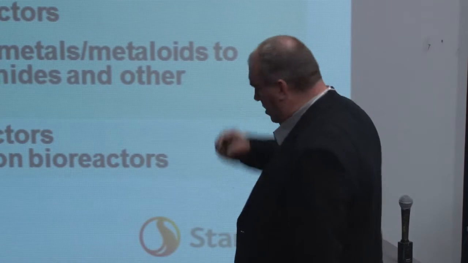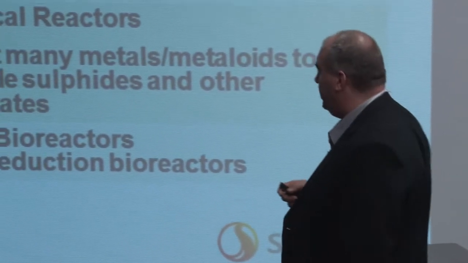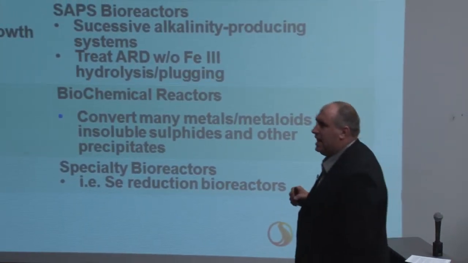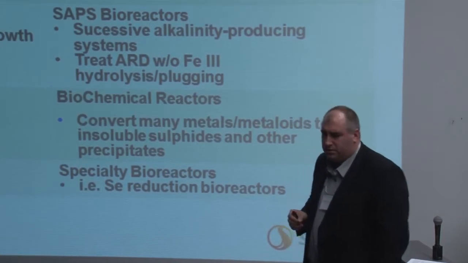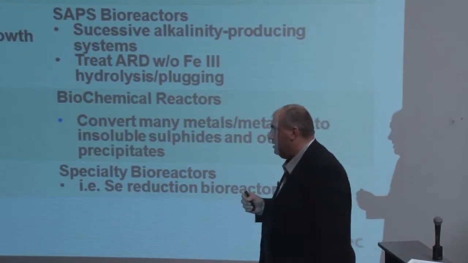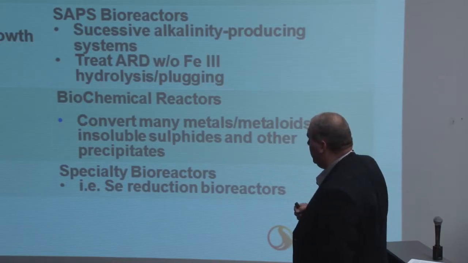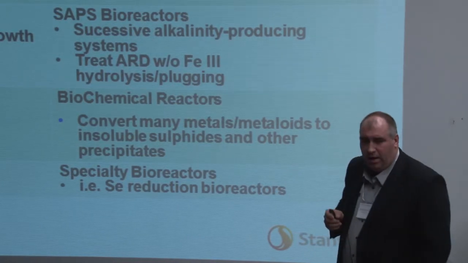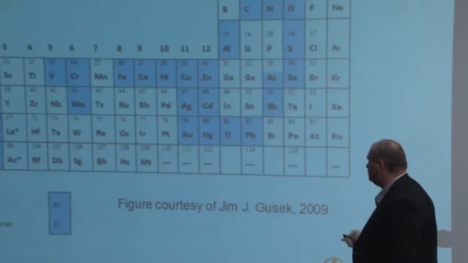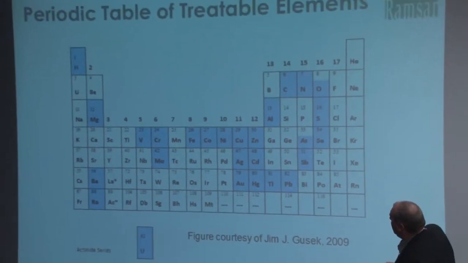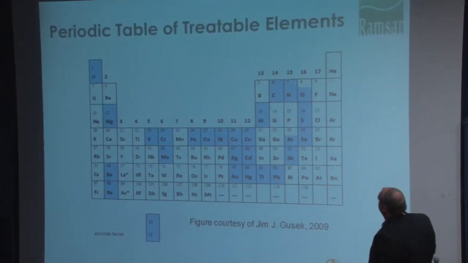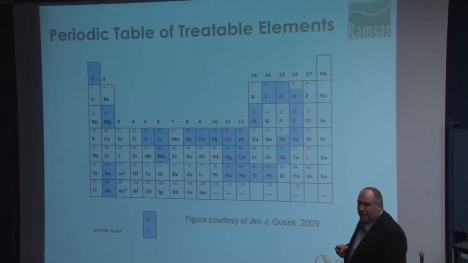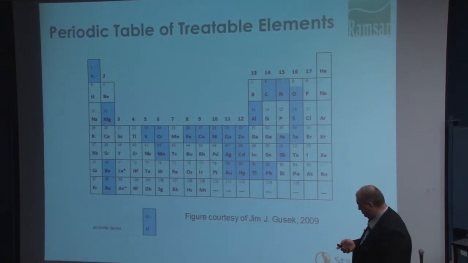Biochemical reactors, they convert metals and metalloids into insoluble sulfides and other precipitates. And then we have this last form, which are specialty bioreactors. And these are highly unique to their particular waste stream. An example of that is a selenium reduction bioreactor. So here we've got a periodic table of treatable elements that can be treated in bioreactors and engineered wetlands.